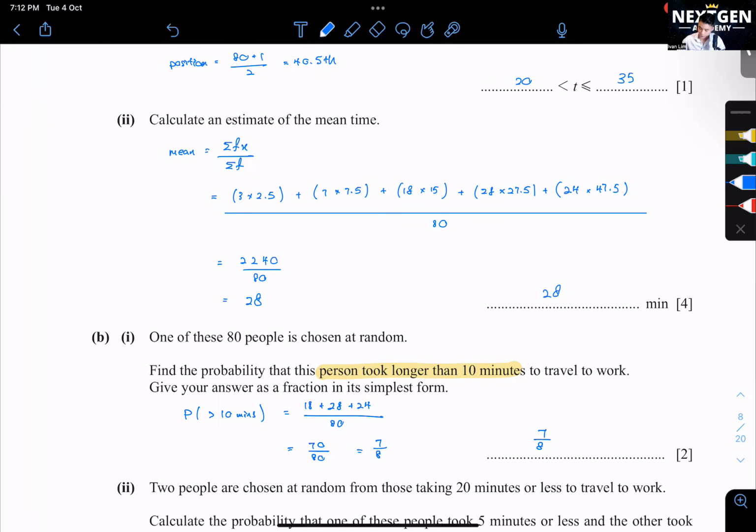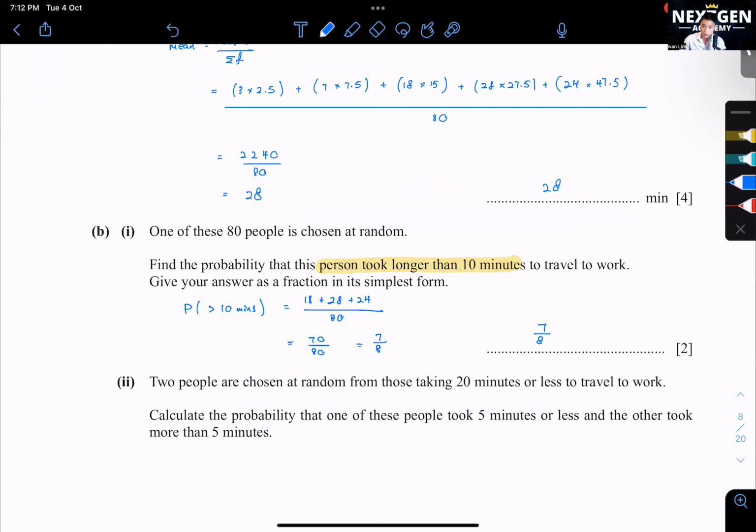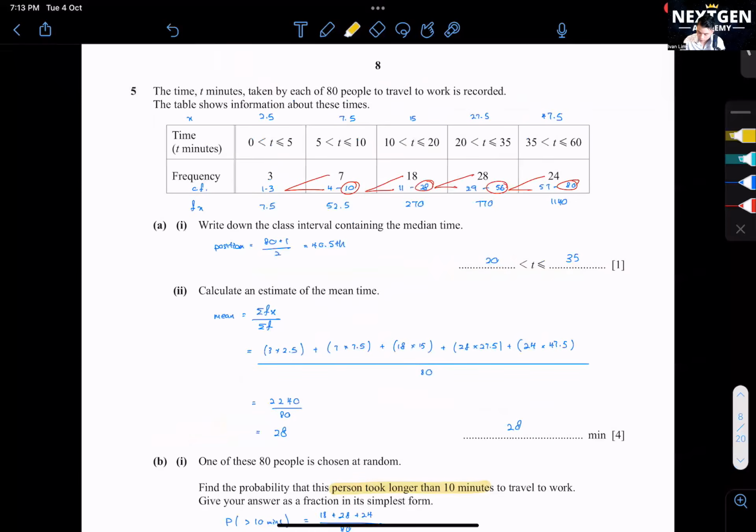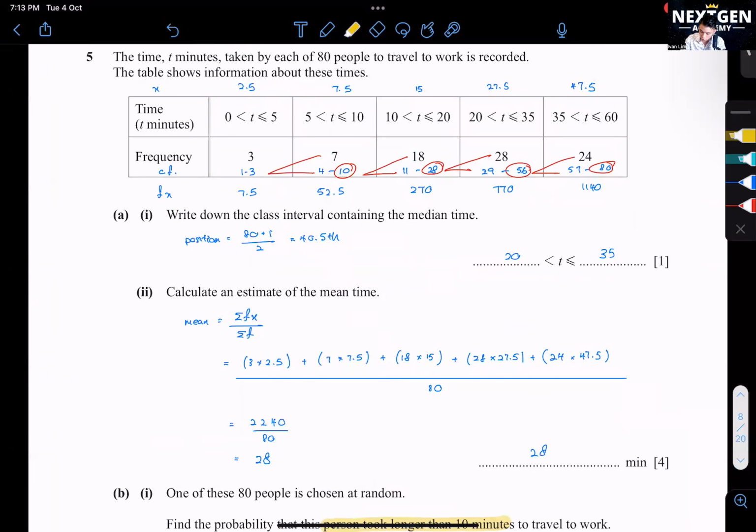Okay, question 2. 2 people are chosen at random from those taking 20 minutes or less to travel to work. Calculate the probability that one of these people took 5 minutes or less and the other took more than 5 minutes. So you took from 20 minutes or less, right? That means we only look over here.